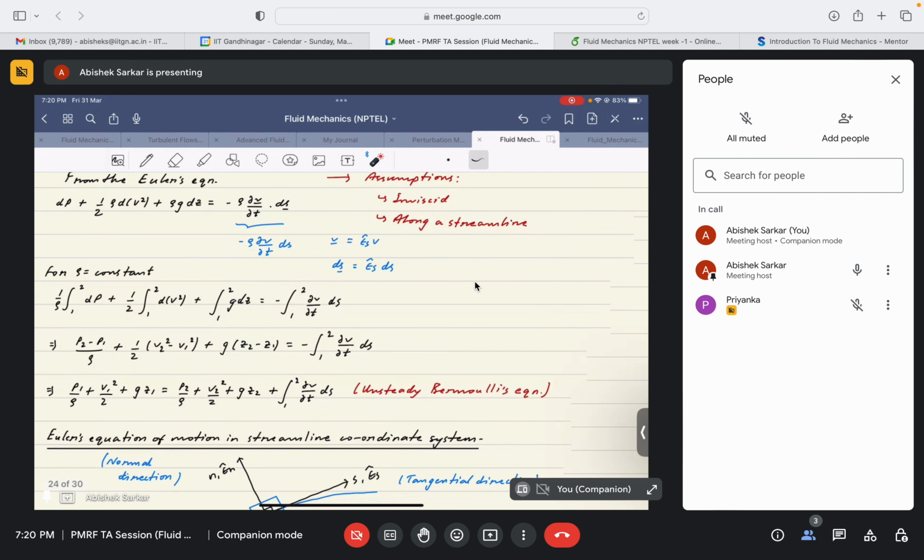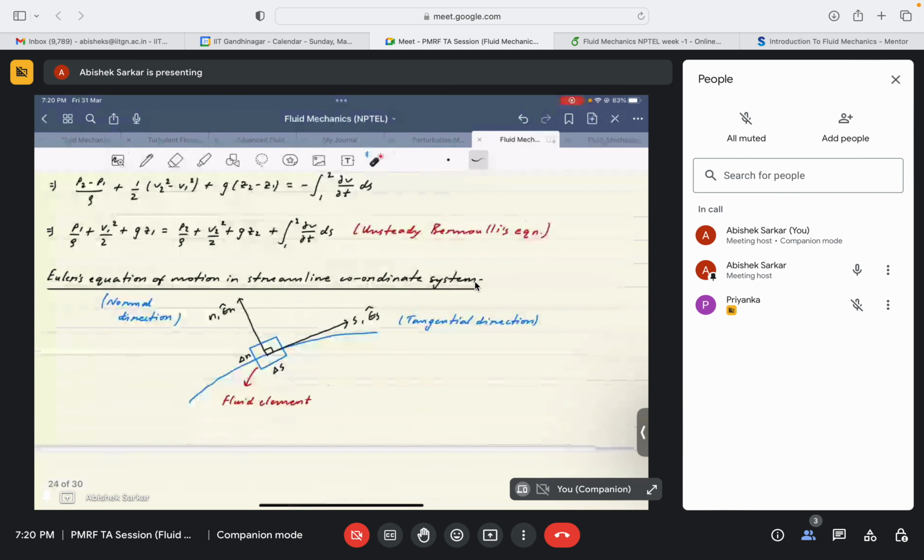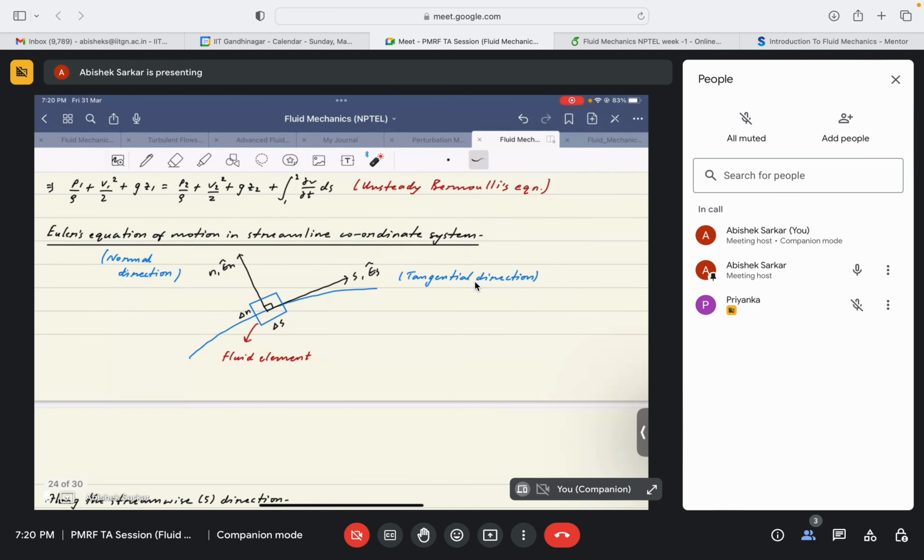Just to recapitulate, because this session will exclusively include the application of Bernoulli's equation in its different forms, it's good practice to recapitulate some of the special forms of Bernoulli's equation, so that we can have a little idea of how to approach different types of problems. So again, this is Euler's equation along a streamline in a streamline coordinate system.